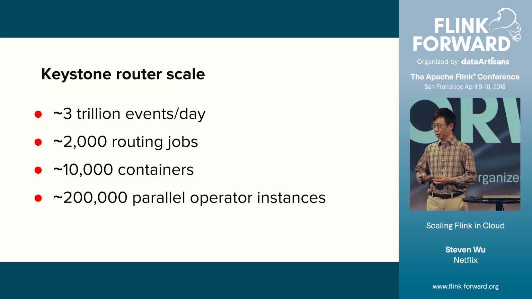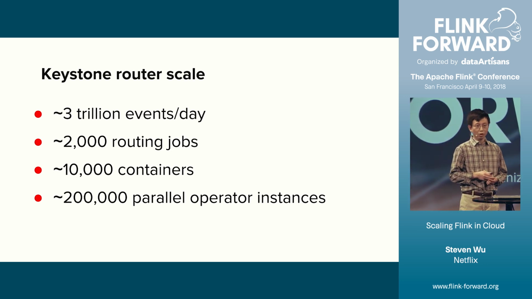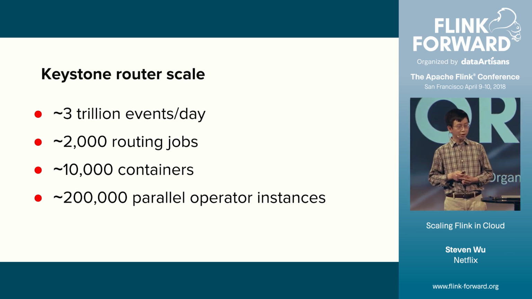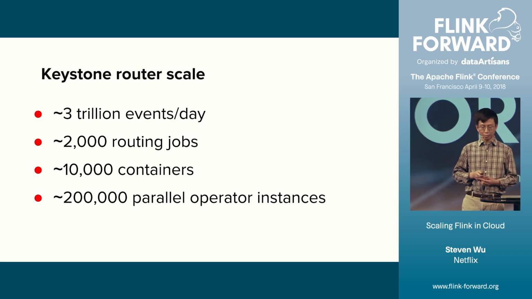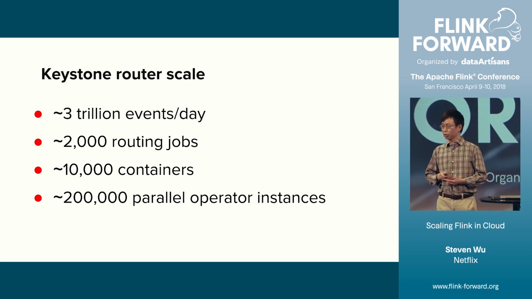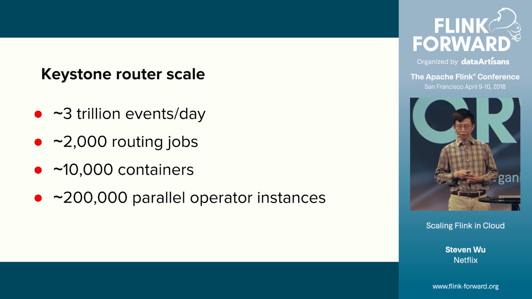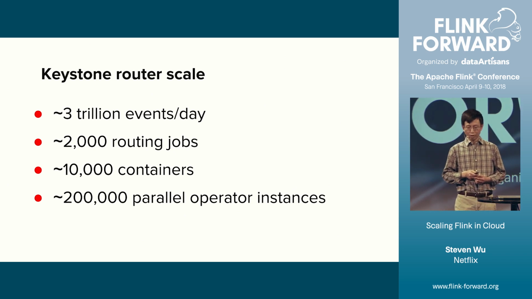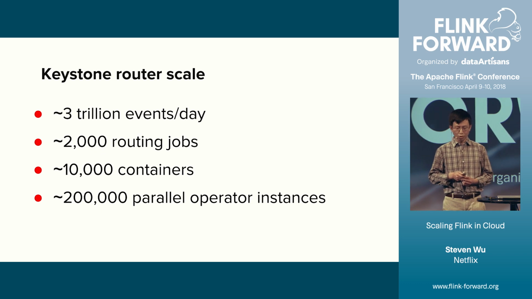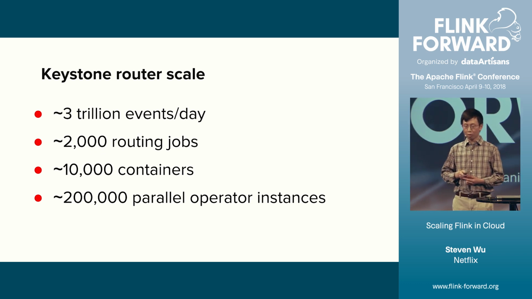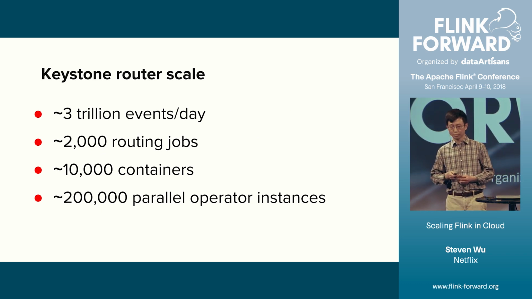So the challenge here is the scale. Our Keystone router processes about 3 trillion events per day. They run on a total of 2,000 routing jobs, and they run on 10,000 containers. Those 2,000 routing jobs have a total of about 200,000 parallel operator instances.